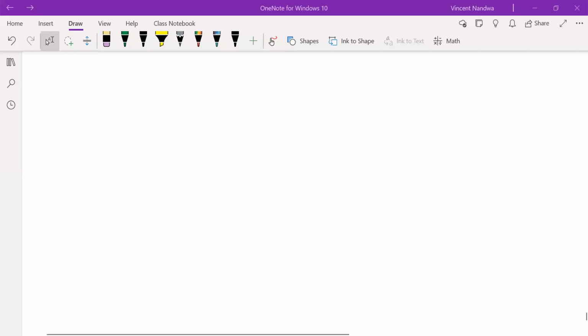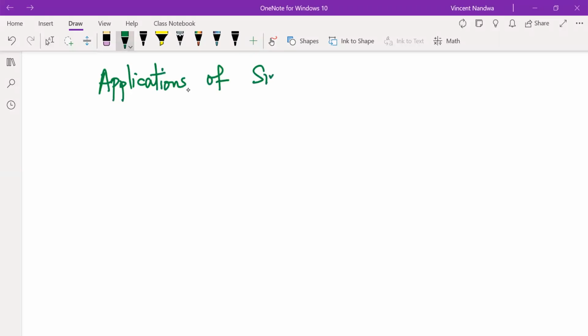Welcome back. So in this lesson, we are going to discuss how to solve word problems involving simultaneous equations. So we give examples to illustrate how we can solve such kind of equations. So applications of simultaneous equations.